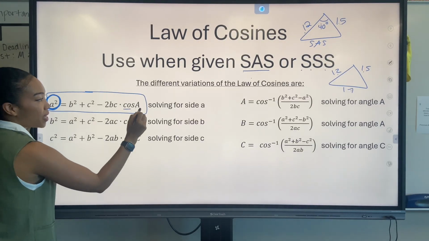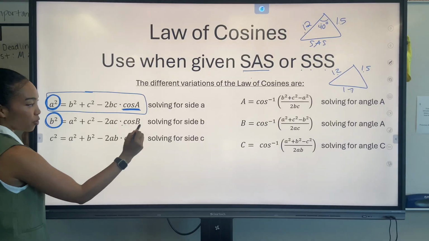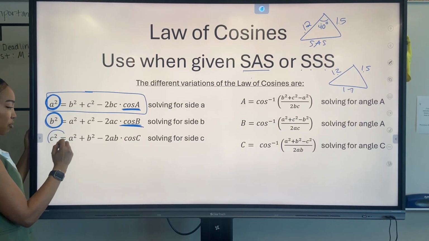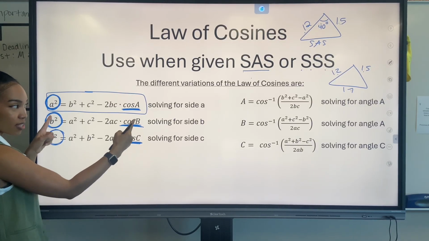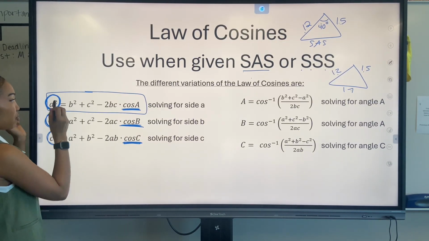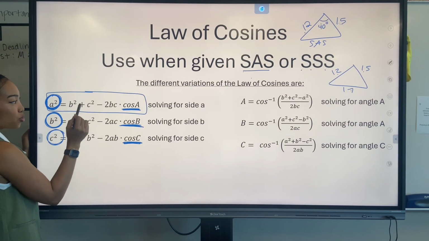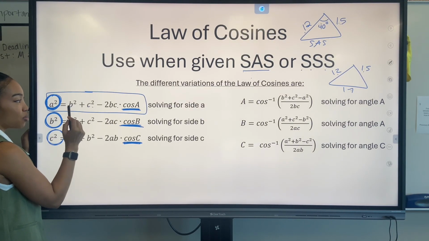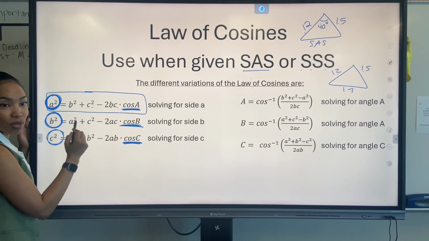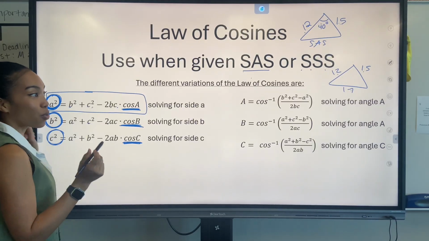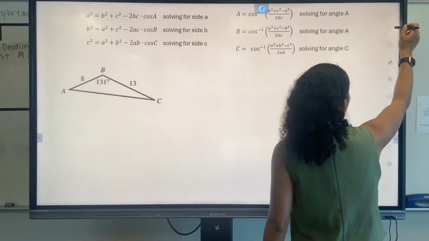means right here will be angle A. If you're looking for side B, right here will be angle B. And if you're looking for side C, right here will be angle C. These letters must match. And then if you put A right here, then the other 2 letters will go in here. So notice this is BC, BC. If you're looking for B, then this is AC, AC. It's always opposite, okay?